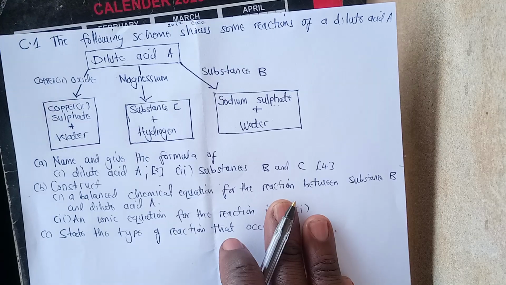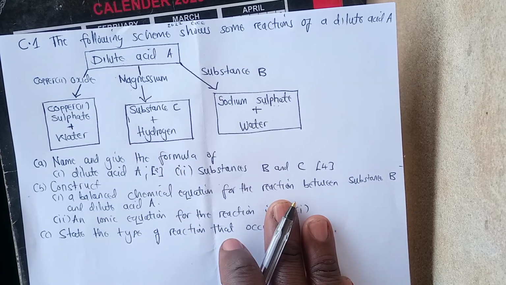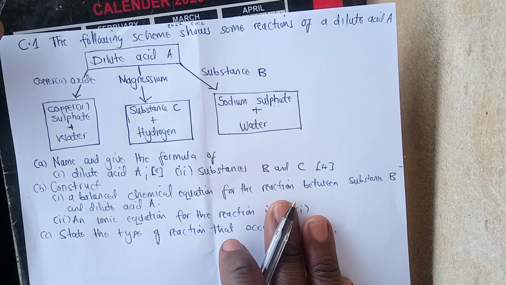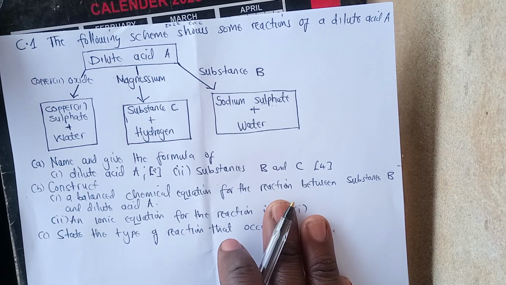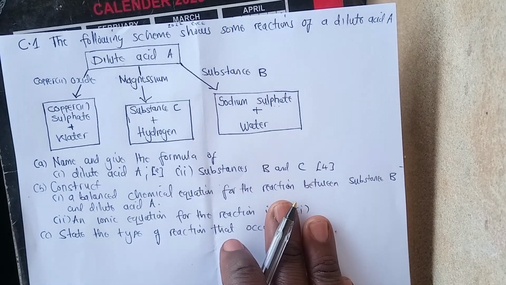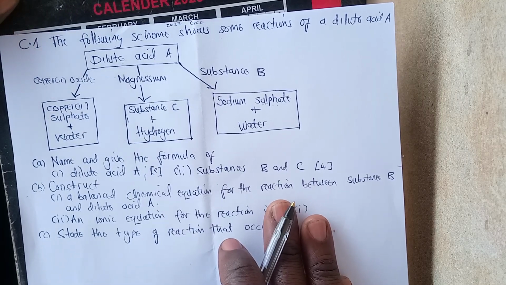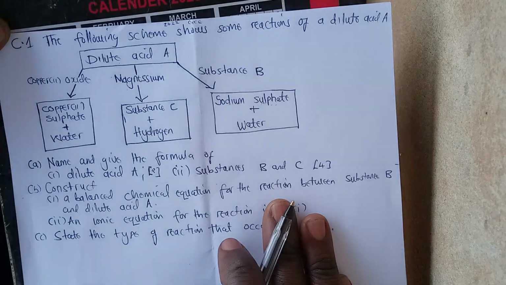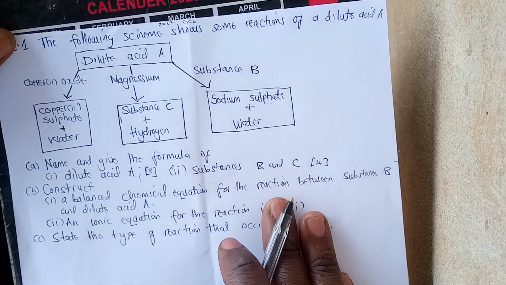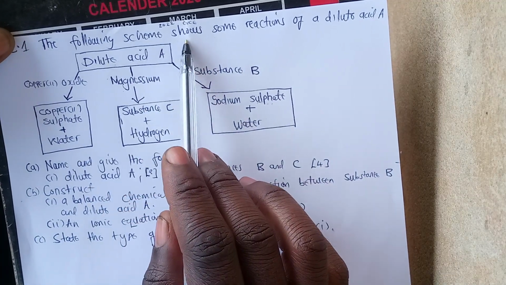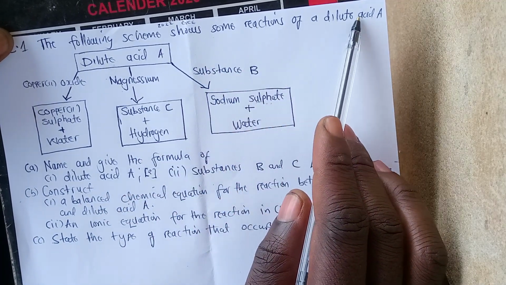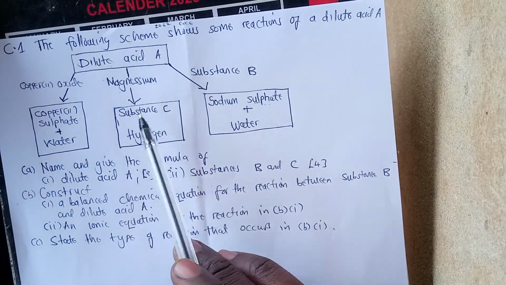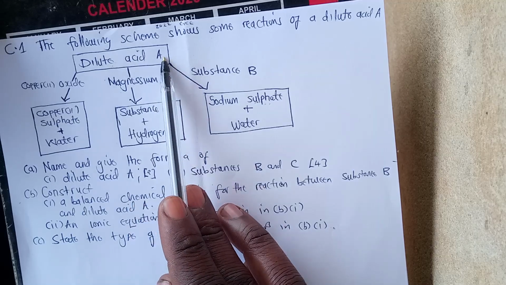We have a question here from 2022 GCE, section C, question 1. The question is under the topic acids, bases, and salts. The question reads, the following scheme shows some reactions of dilute acid A. Then we have a diagram here. So we have dilute acid A.